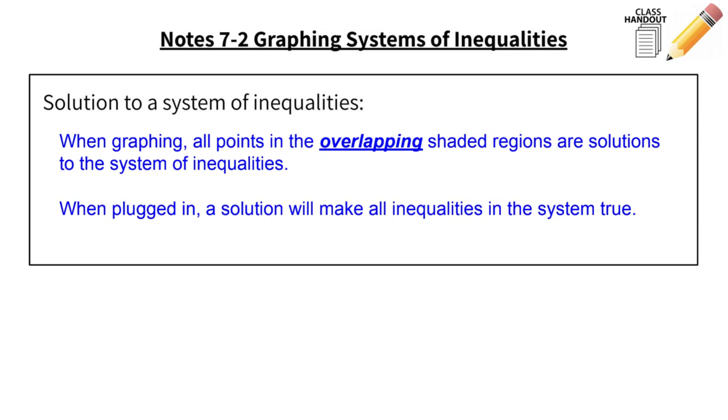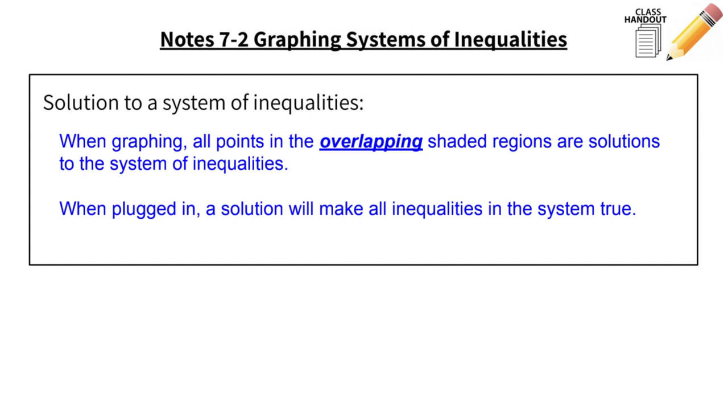In the previous lesson, we learned about graphing systems of equations, and we talked about how the solution when graphing is a point of intersection, and that x and y value should make both equations true in the system. The solution to a system of inequalities is different. When we graph an inequality, we have shaded areas. All points in the overlapping shaded regions are our solutions, and when we plug in any point from the shaded region, it will make all inequalities in the system true.